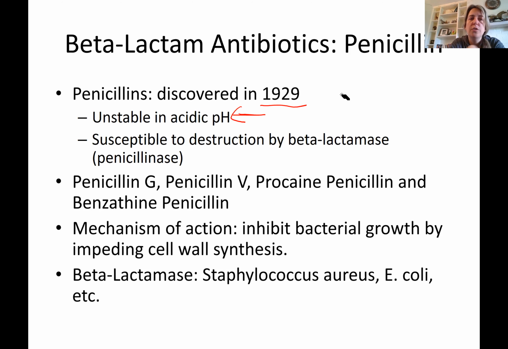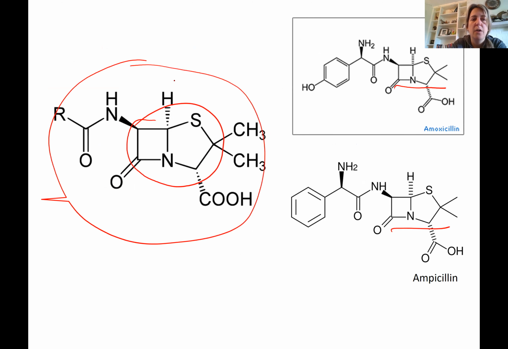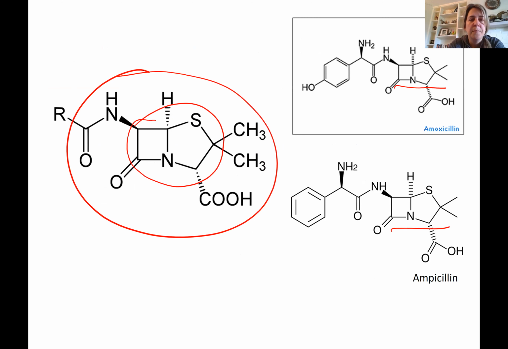The other thing too, they are beta-lactam antibiotics, which we're going to see here in a second. The beta-lactam is this ring here. Amoxicillin has this ring, ampicillin has this ring. All beta-lactam antibiotics are going to have this, and then they just change here in the radical, okay?